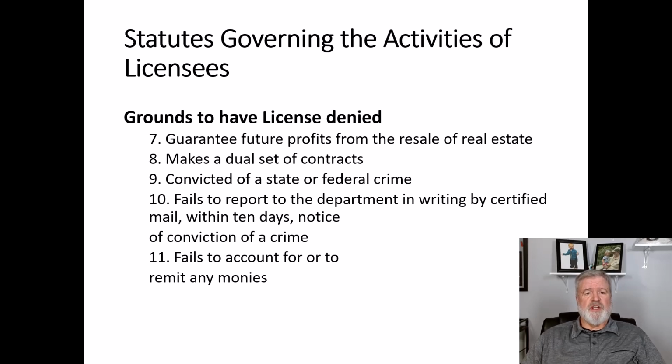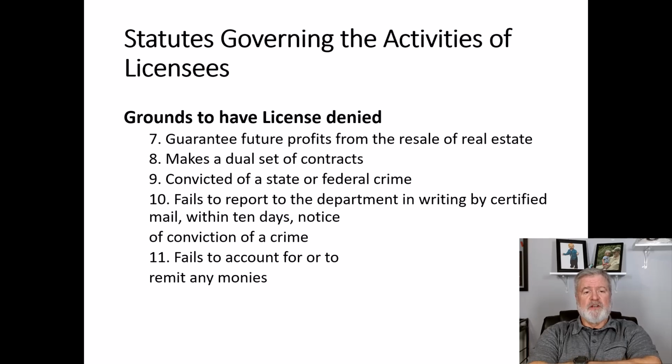Number seven is if you guarantee future profits from the resale of real estate. Now, that one's almost laughable. Obviously, you can't be guaranteeing stuff like that. You don't know what the future holds. You can't tell a buyer, they're only asking $200,000 for this house, I guarantee you in 2 years it'll be worth at least $300,000. You don't. From my experience, most agents don't know what the value of property is today, much less what it's going to be worth anytime in the future. That's a no-no.